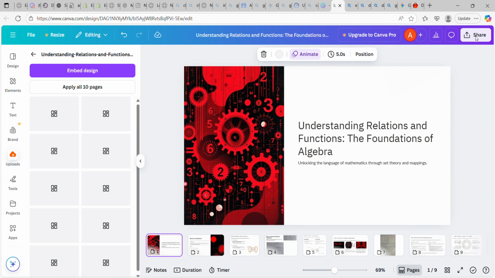Hello everyone. Today we will be talking about relations and functions. It's a part of mathematics, the basics of introduction to mathematics. Understanding relations and functions, the foundation of algebra, unlocking the language of mathematics through set theory and mapping.